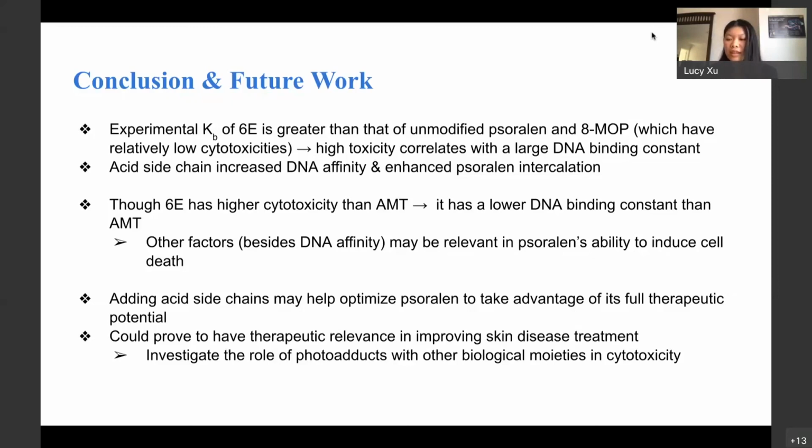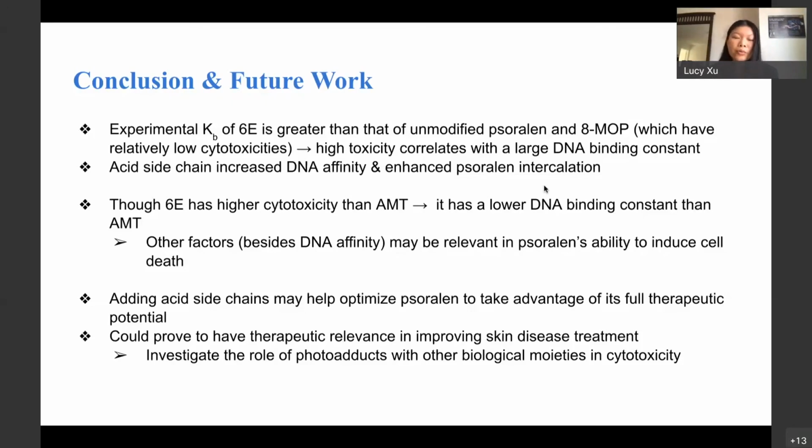So it could be the photoadducts and other cell components, such as the proteins or the membrane, and it would form photoadducts with those cell components upon UVA irradiation that may contribute to its ability to induce cell death. Ultimately, adding acid side chains may help optimize the psoralen molecule to take advantage of its full therapeutic potential, and this could prove to have therapeutic relevance in improving skin disease treatment, as 8-MOP, psoralen, and AMT are all used in clinical settings to treat skin diseases. So this shows that 6E would be a great candidate to be used for that as well.